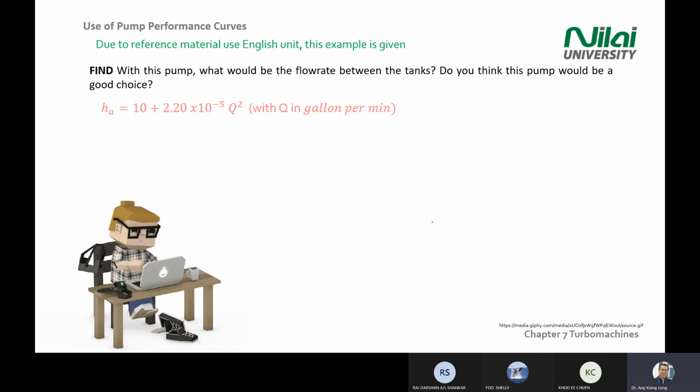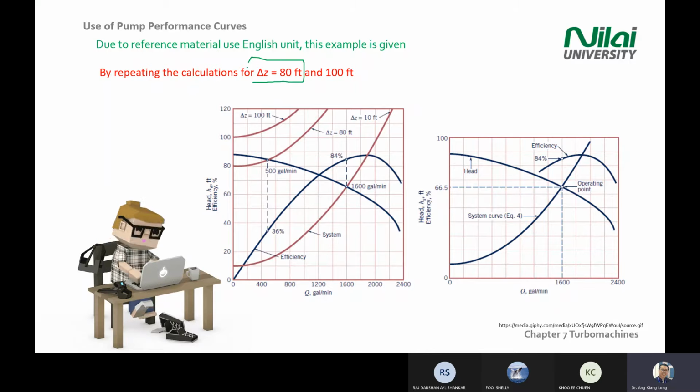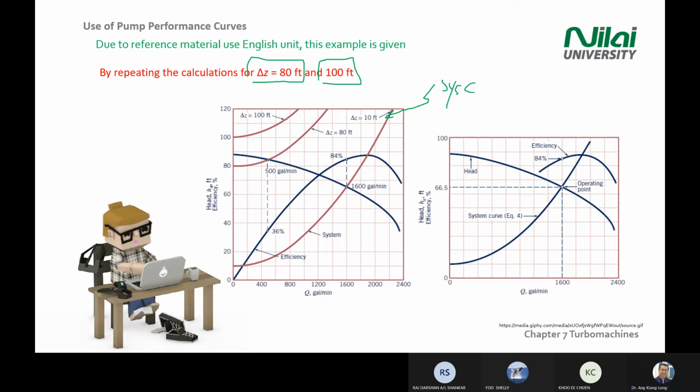So this slide just shows you what happens if you move delta Z to 80 feet and 100 feet. What will happen? On this graph, this red color is the one that I showed you. This is the system curve that we solved just now. If you plot the graph with a different Z, you will get two more curves on the manufacturer graph. One is for 80 feet, one is for 100 feet. So you have two curves here.